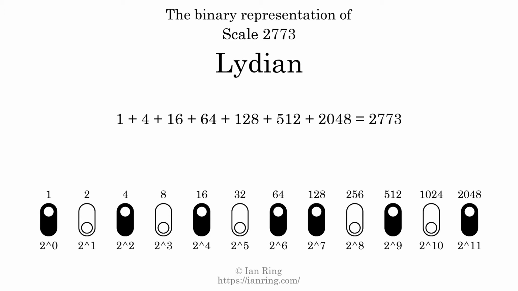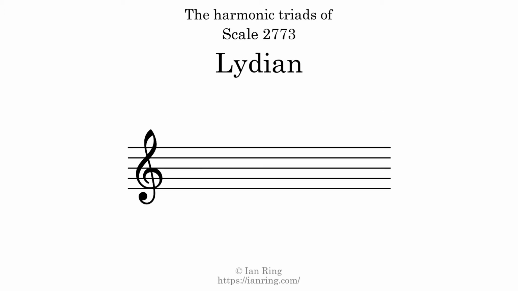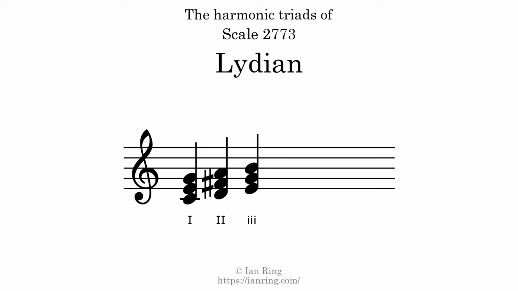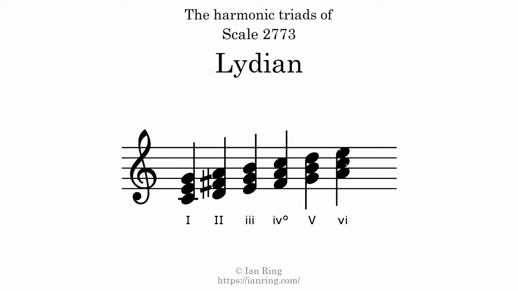2773. The scale number not only enumerates the scale with a unique index, but it also literally describes the tonal content of the scale. Represented as a binary number in base 2, the scale number is 101011010101. Here are the harmonic triads present in this scale: major, major, minor, diminished, major, minor, minor.